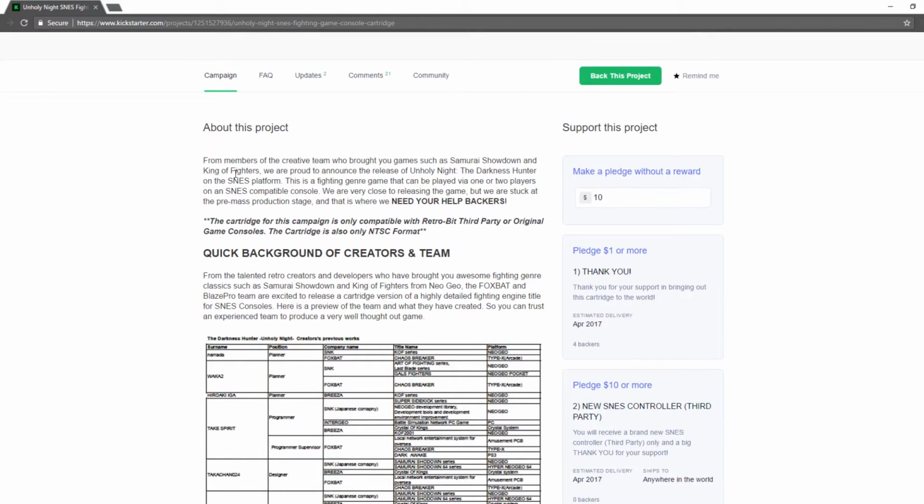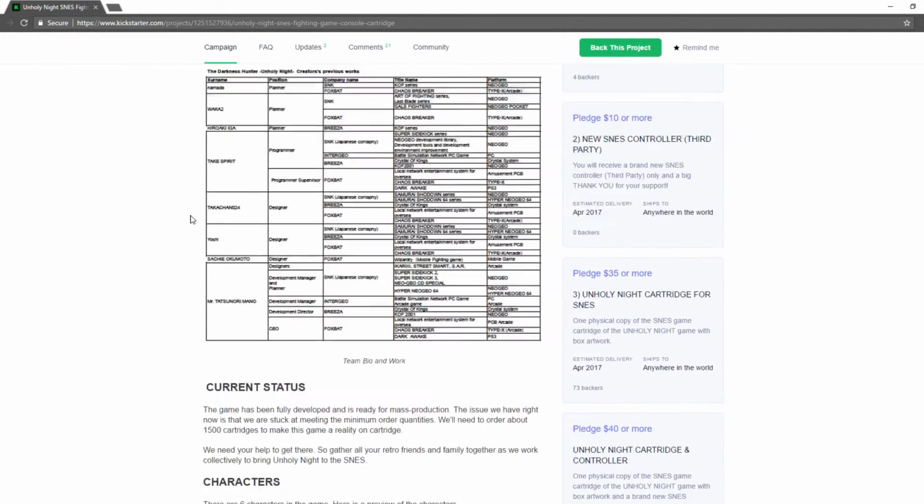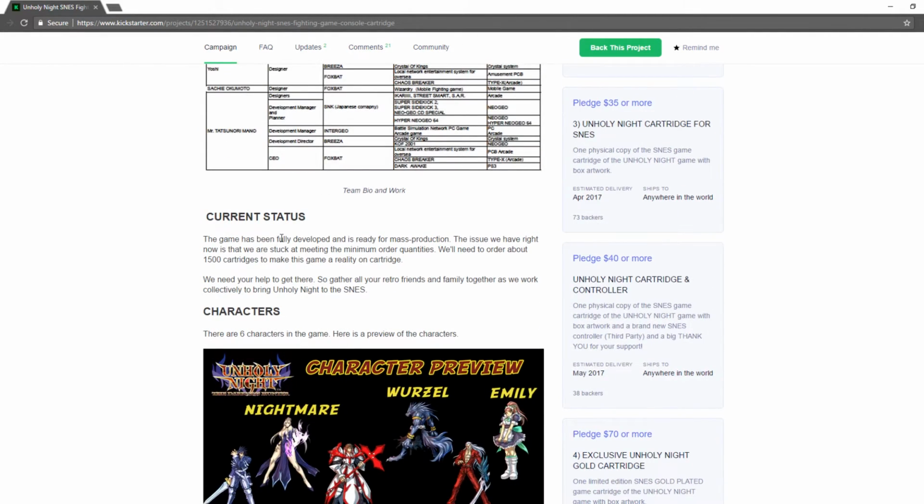Samurai Showdown and King of Fighters. So this has been built by a team that has worked on both of those game series, which is absolutely nothing to scoff at. Samurai Showdown and King of Fighters are very well known in the retro gaming community and very well respected in the fighting game community. Current status, the game has been fully developed and is ready for mass production. So that is very good to know. It's very comforting because the game is complete. All they're doing is just trying to raise funds to put it on cartridges, which makes a lot of sense considering that cartridges are very expensive.